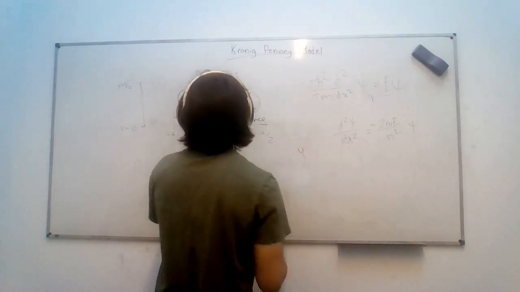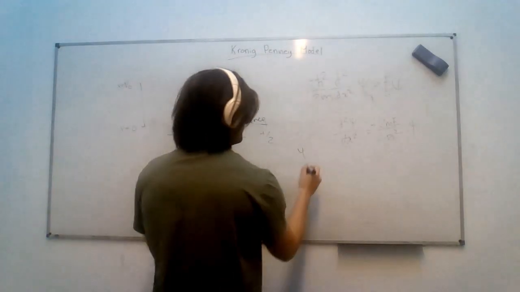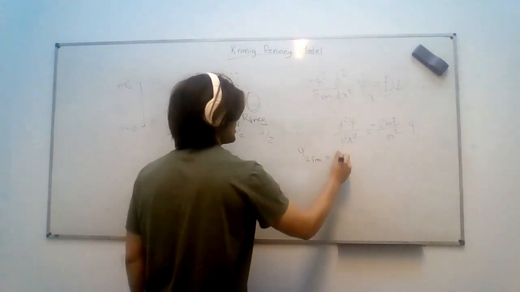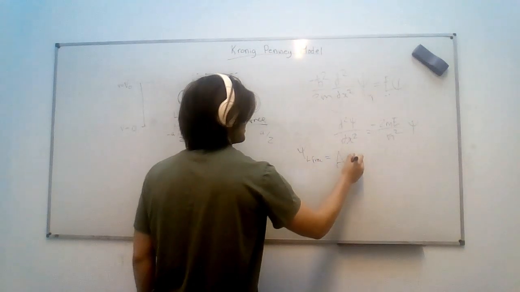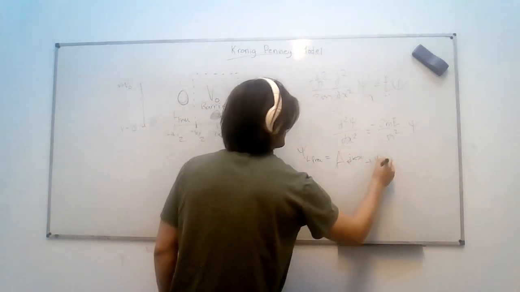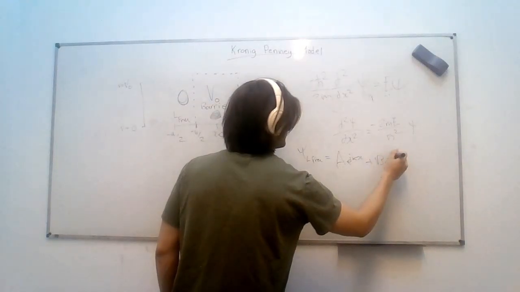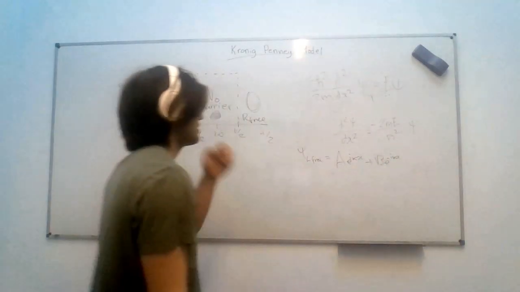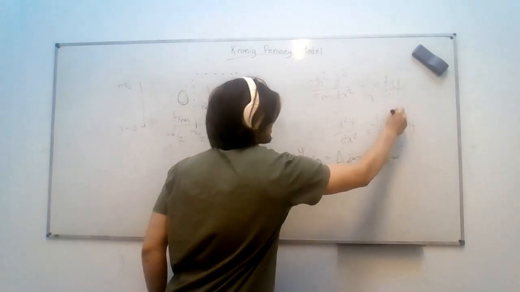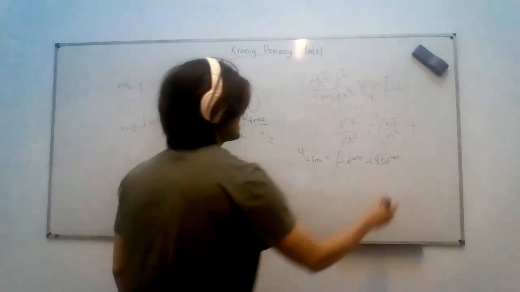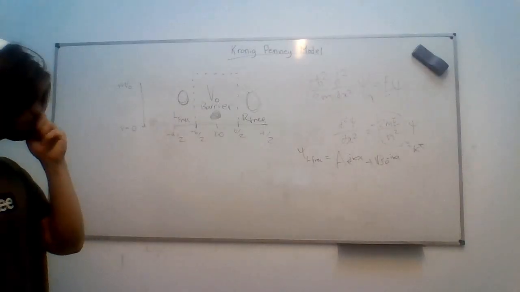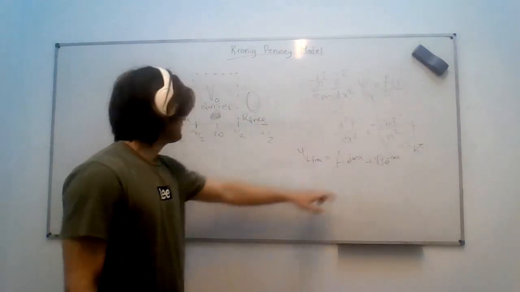We have that psi of L3 is equal to A e to the ikx plus B e to the minus ikx, where k is just the square root of this factor. So this thing is equal to k squared without the negative sign. So that's the wave function here.